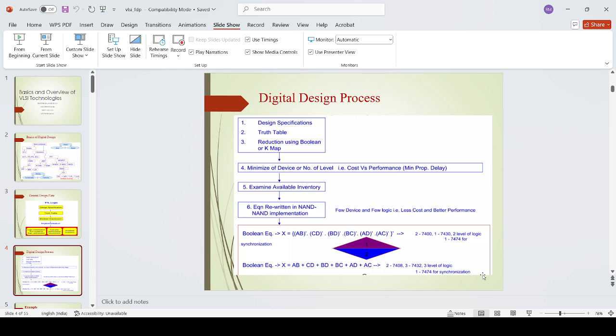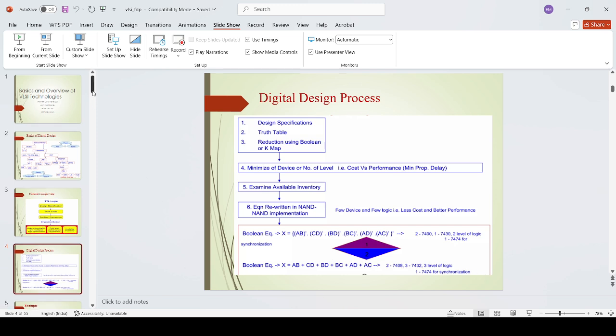So if we observe here, in the first example, we get fast propagation delays. But for the second example, it leads to a higher propagation delay compared to that of the first design. So by optimizing the Boolean equation and choosing the correct ICs, the design can achieve the balance of speed and cost.